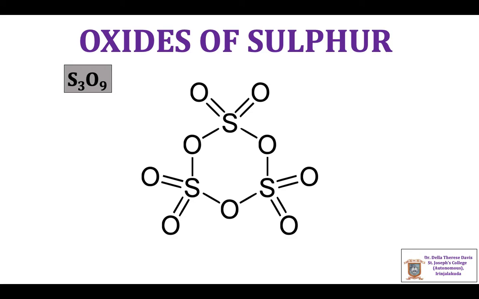Sulfur trioxide exists as a trimer, S3O9. It is cyclic in nature, as represented in the figure.